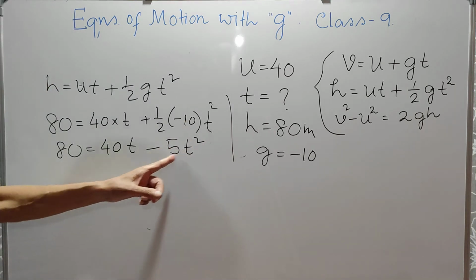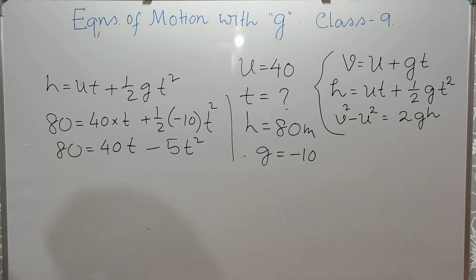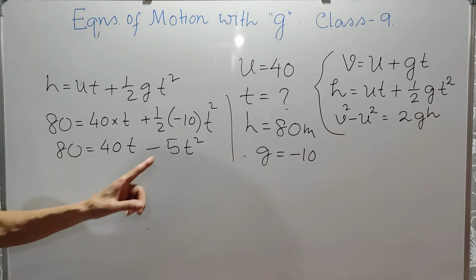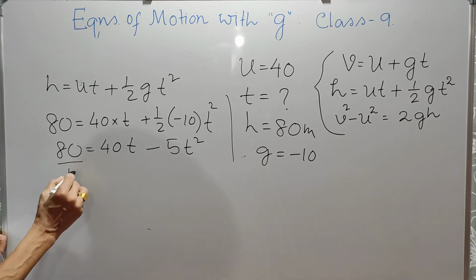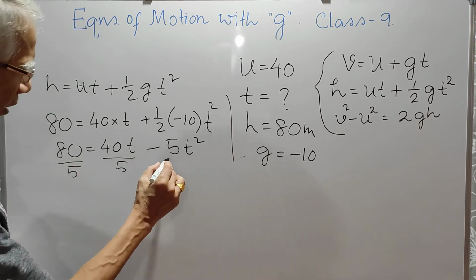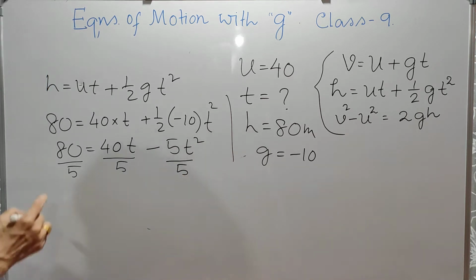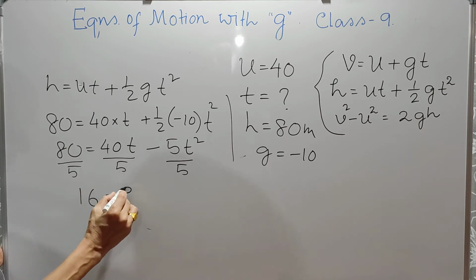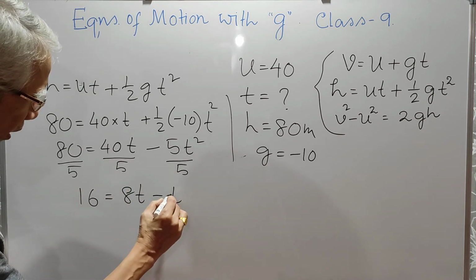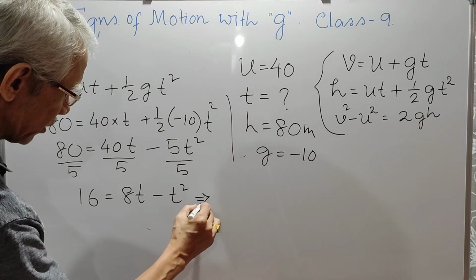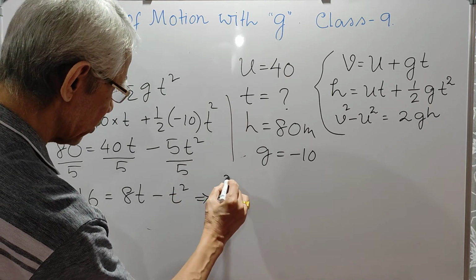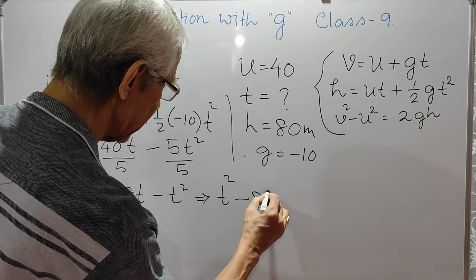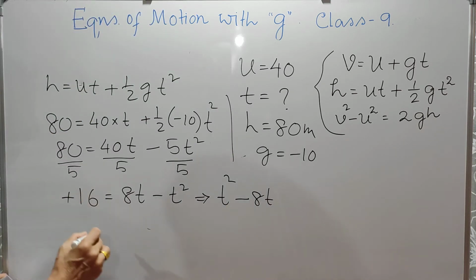So we have got an equation containing t square. Now 80, 40, 5, so let us simplify. Divide by 5, so the numbers will be smaller. It will be better. If you divide by 5, which is a common factor, we get 16 equal to 8t minus t square. So that means we get a quadratic equation. T square comes this side, 8t goes to the other side, minus 8t, then plus 16, this is already there.